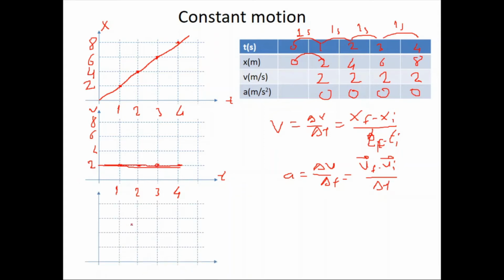Finally, let's look at the acceleration. Acceleration is equal to delta v over delta t. So v final minus v initial divided by delta t. And acceleration is always 0. It is indicated here. I explained it. So the time is again 1, 2, 3, 4. But the acceleration is always going to be equal to 0 because the velocity is not changing.